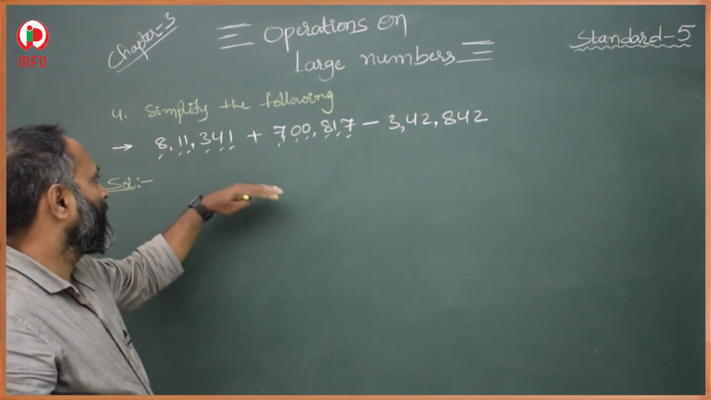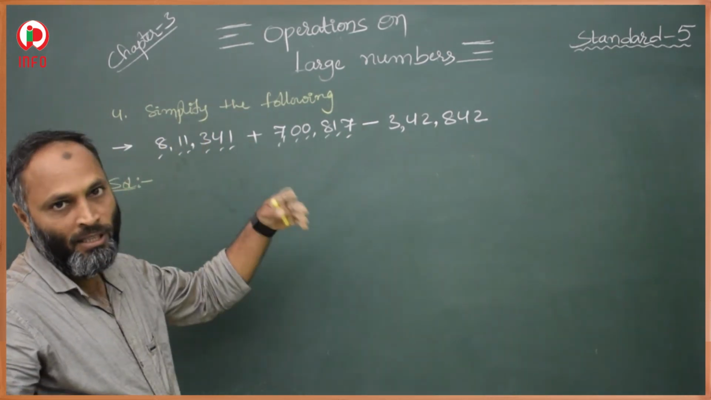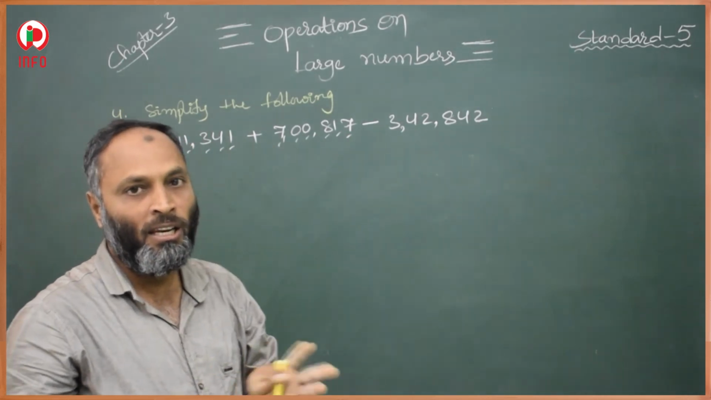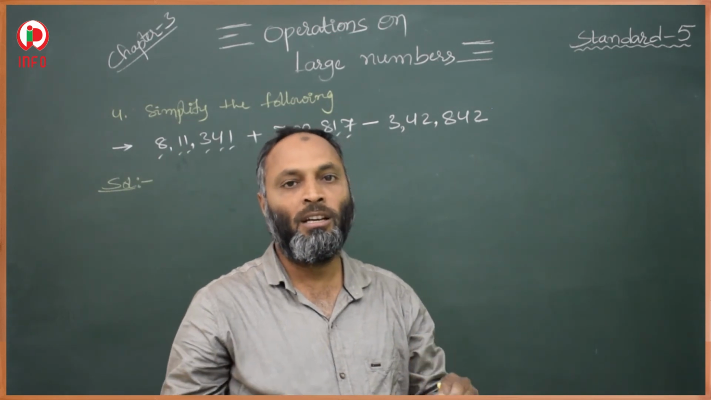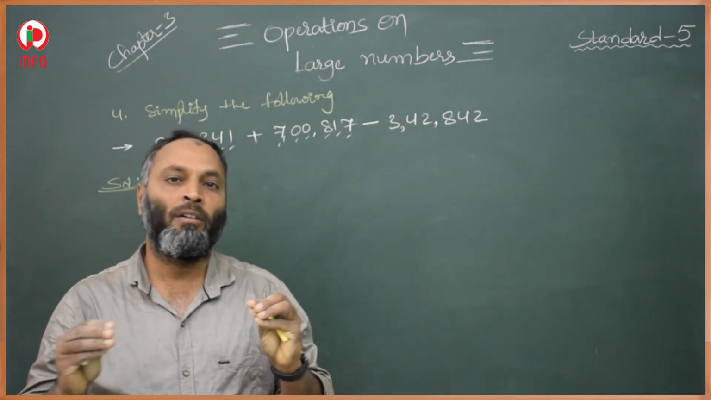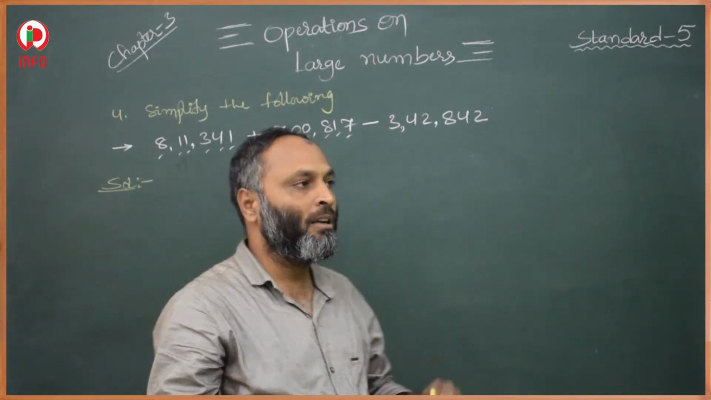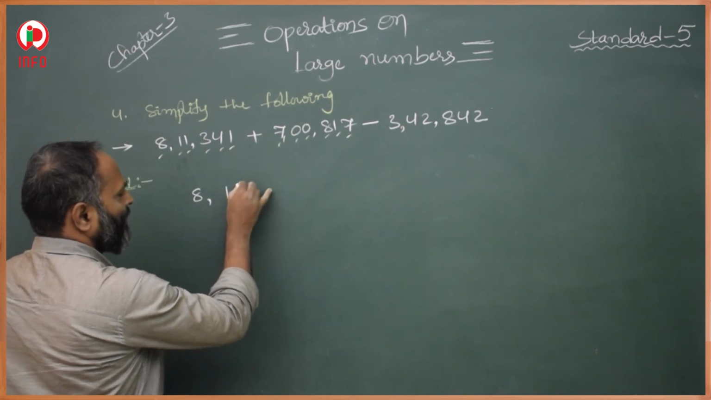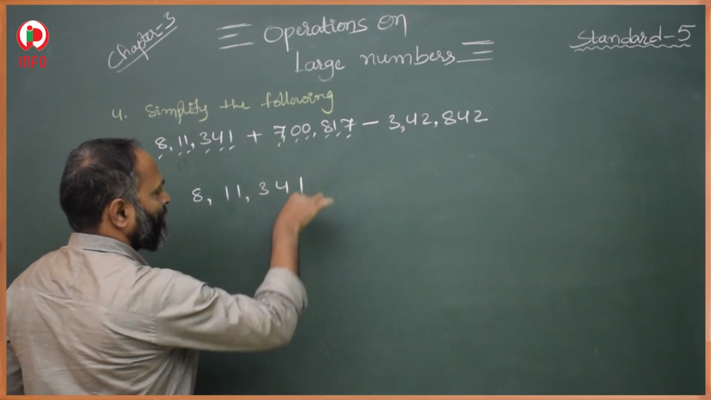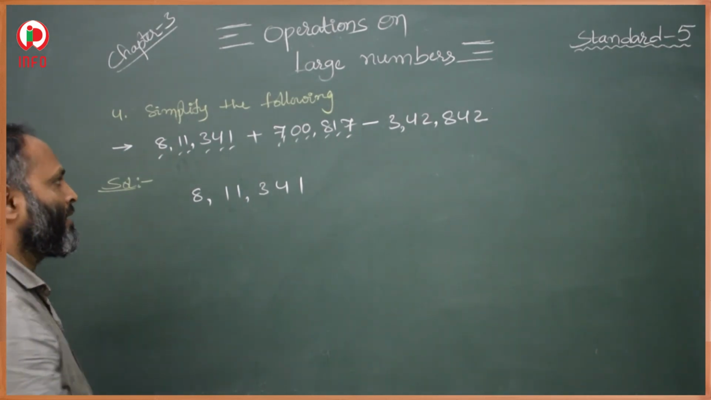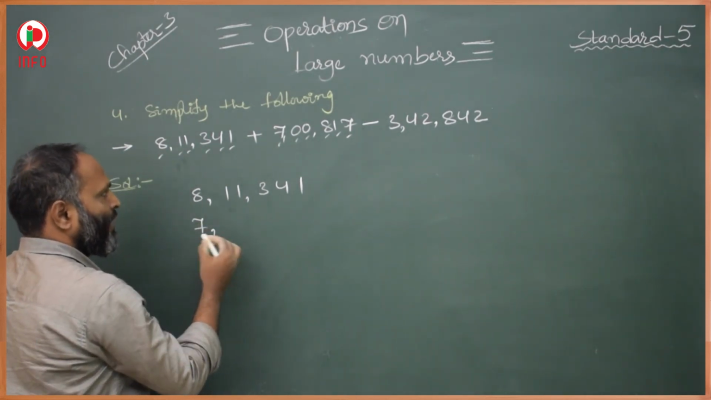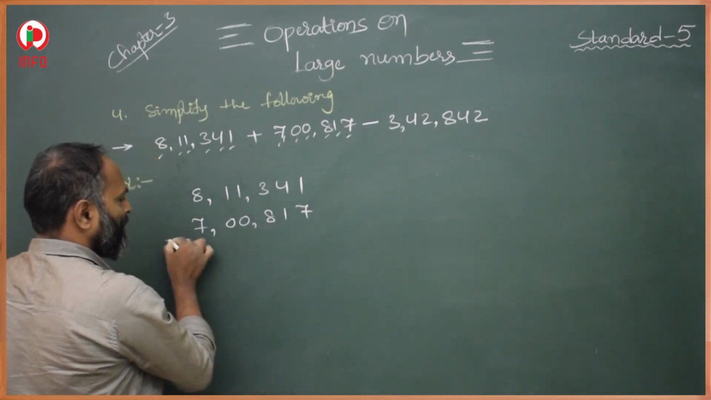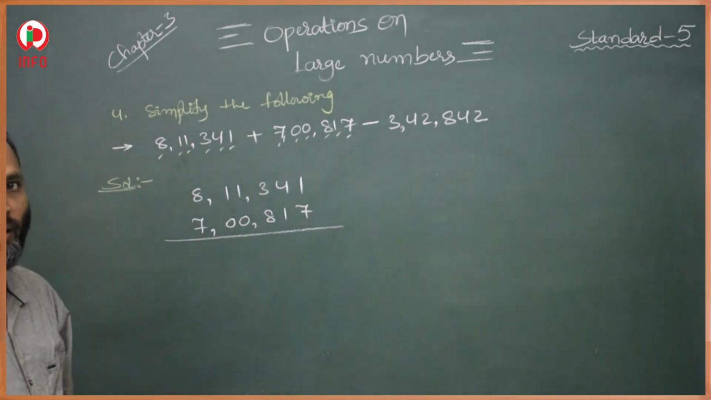So now you add. Whichever addend you want to take first is your wish. In addition, if the order changes, the answer will never change. Whatever addend you are going to consider first is your wish. I want to take this 8 lakh 11,341 as the first addend, and the second addend 7 lakhs 817.